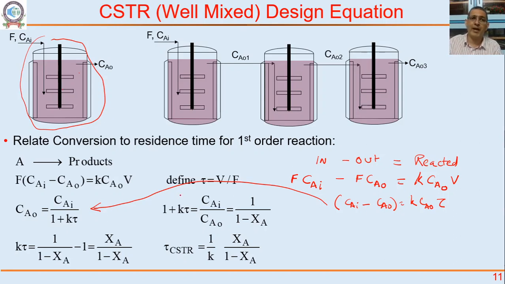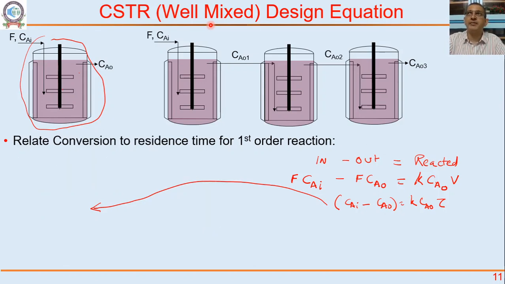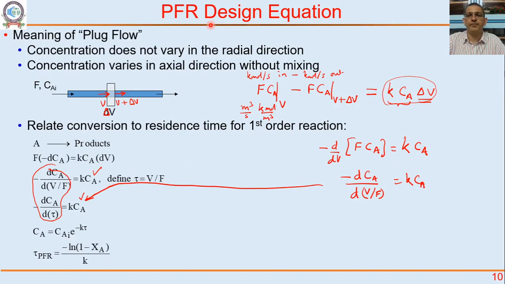So now you see, I am not writing the design equation for CSTR. What I am writing is the design equation for a well mixed reactor. I should have also written continuous steady state reactor. I just didn't have enough room to write, so I've just written it as well mixed. Left hand side is material balance, right hand side is the rate of reaction. That's important.